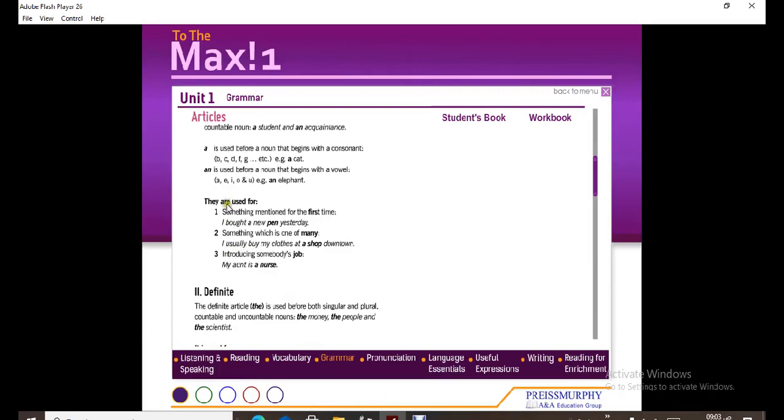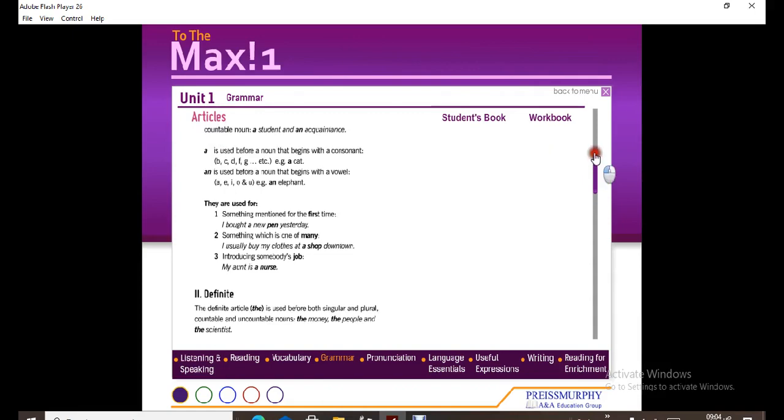Hello students, today we are going to revise grammar. Our lesson was about articles, and if you remember, articles are definite and indefinite articles. Now, let me go back. We are going to revise this.